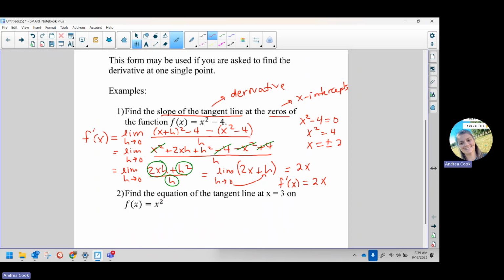Today, they want us to find the slope of the tangent. So we want to find the derivative at these x values. That means I want to take those x values and plug them into the derivative. I know I'm running out of space here. You're probably running out of even more space.